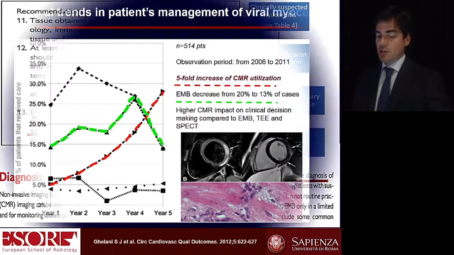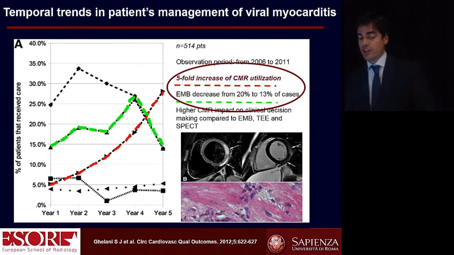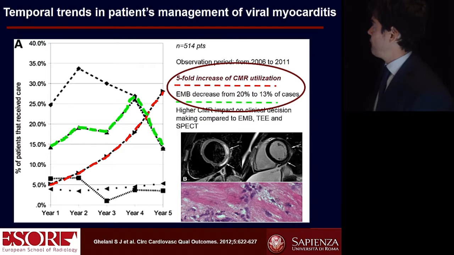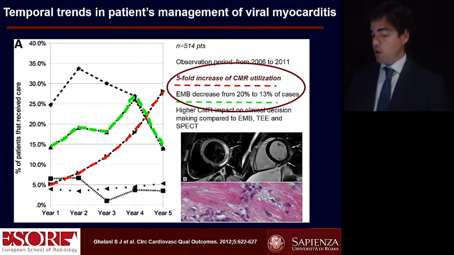But what happened? In this nice paper, from 5 years ago, in a sub-journal of Circulation called Circulation Clinical Outcomes, what they did is to follow, for a 5-year period, a group of patients with viral myocarditis, 514 patients. If you look at the algorithm here, green is biopsy, red is MR. There has been a trend towards a reduction of biopsies over time, with an increase of MR examinations. So MR is becoming more and more important.